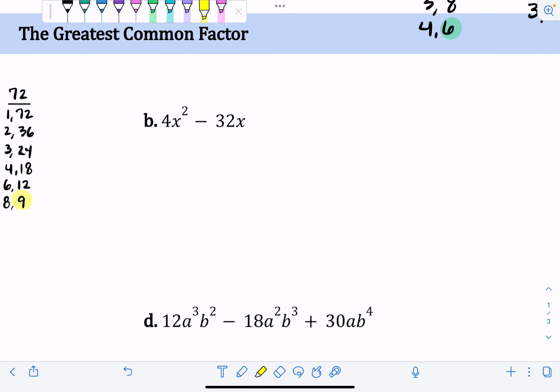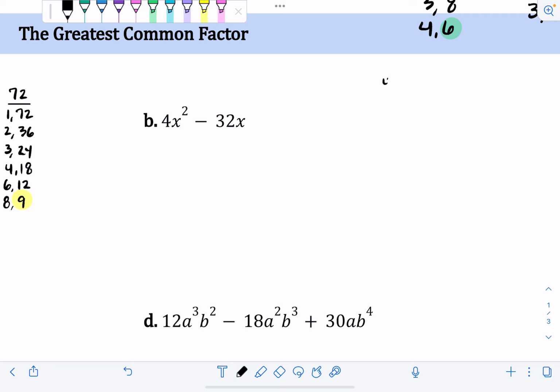Okay, and then for b, 4x squared minus 32x. So you may know, if you don't know, it's okay, you may know that 4 is a factor of 32. So since this number is a factor of that number, that's going to be my greatest common factor. If you weren't sure, you could list it out. So I'm just going to list it really quick.